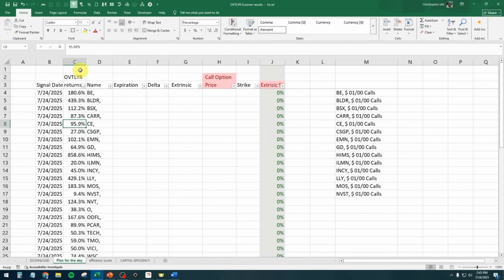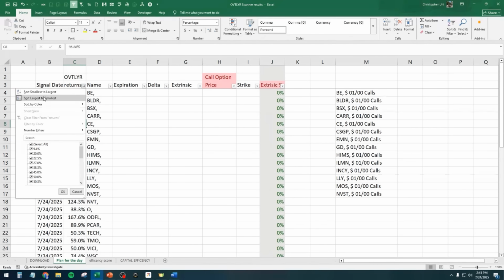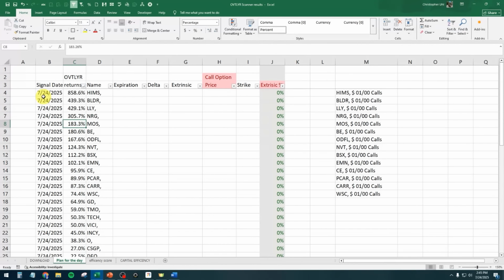So here's what I do next. I go to the Outlier Returns column. Then I filter by largest to smallest. Boom. So we can start with Hims. Now it's in the drop down of, okay, I only want to see the highest ones in this order. So I'm going to work my way down at this point. Nice. It makes it way, way, way easier.